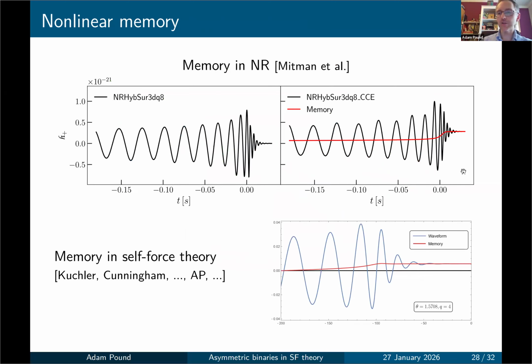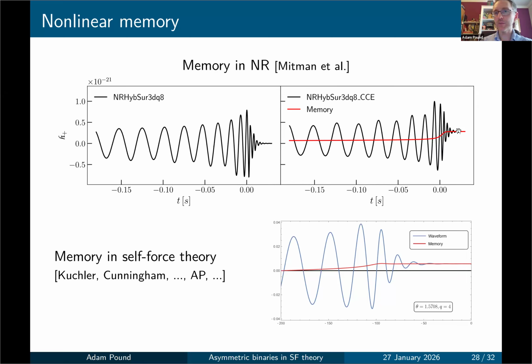Another quadratic effect we can look at, I do realize I'm over time, so I'll skip the whole last bit. Another quadratic effect we can look at when we use our first order signal to then generate quadratic effects is the nonlinear memory through the merger. So up top, we're looking at numerical relativity, and on the left is a signal with no memory in it. And for those who don't know, memory is like a long-term shift in the waveform or in the displacement of test masses.